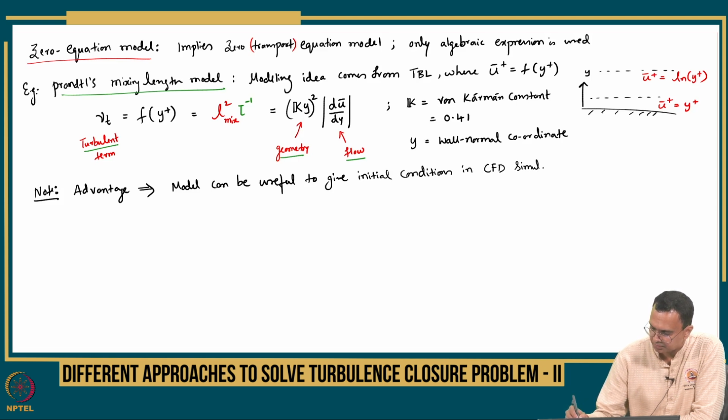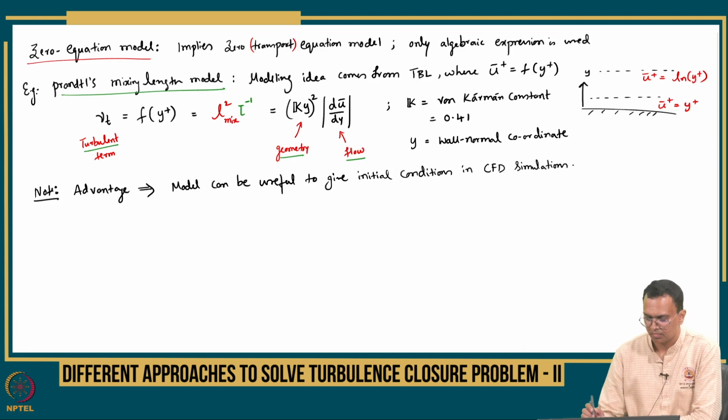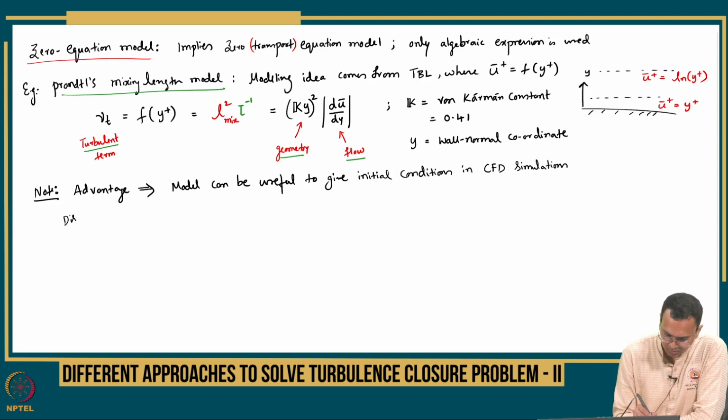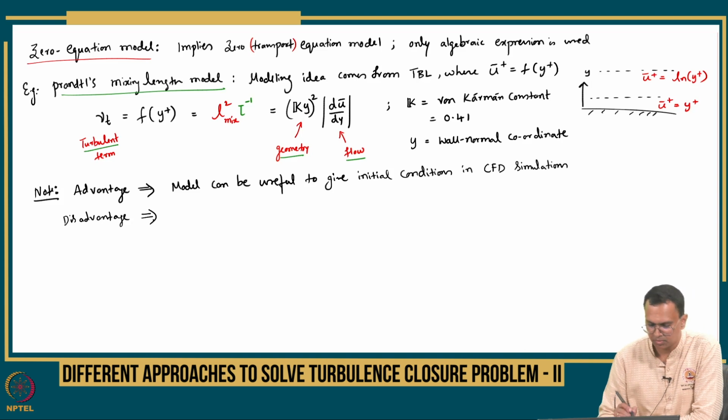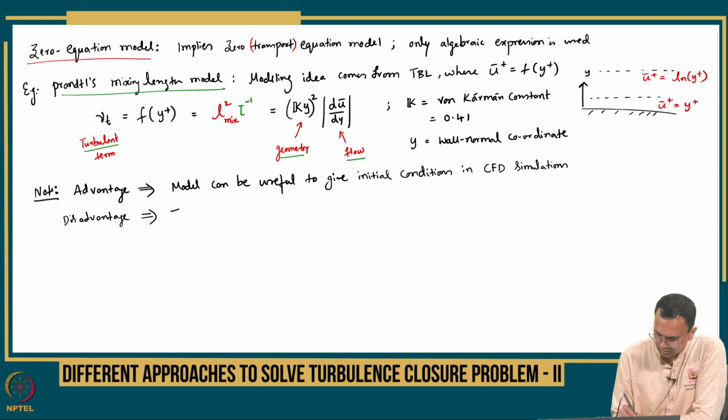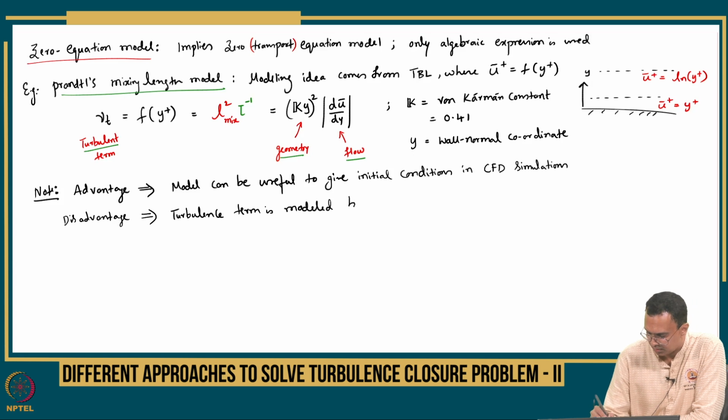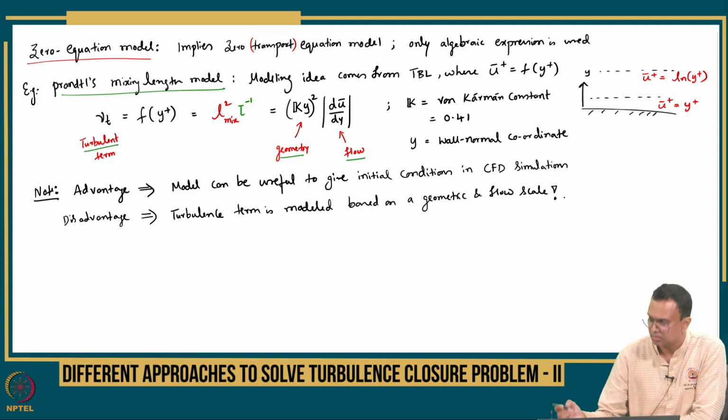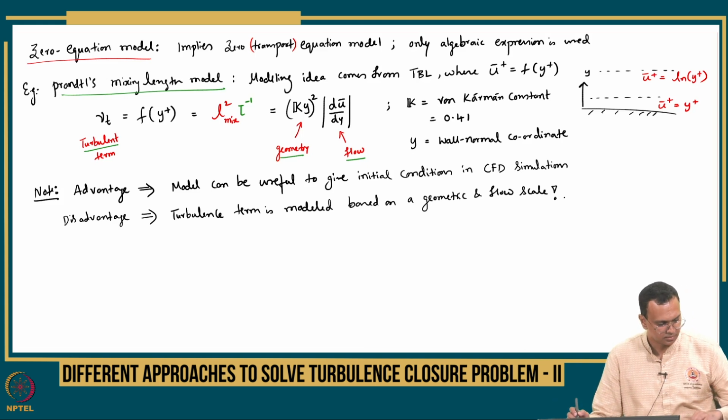In CFD simulations. That's an advantage. Disadvantages, of course, are many. As I said, the model is relying on flow and geometric scales, okay? The turbulence term is modeled based on a geometric and flow scale, not really a turbulent quantity at all, right?